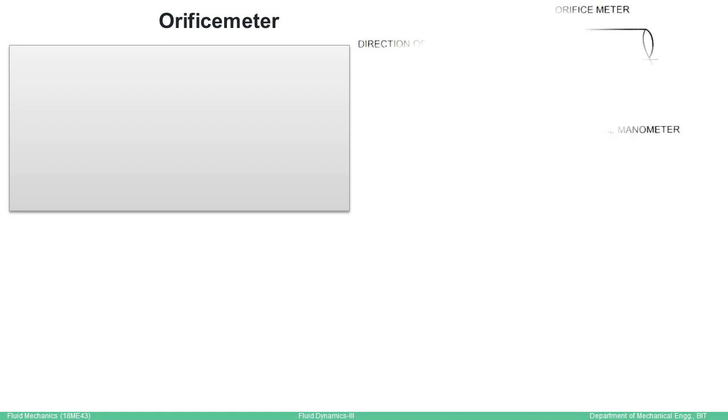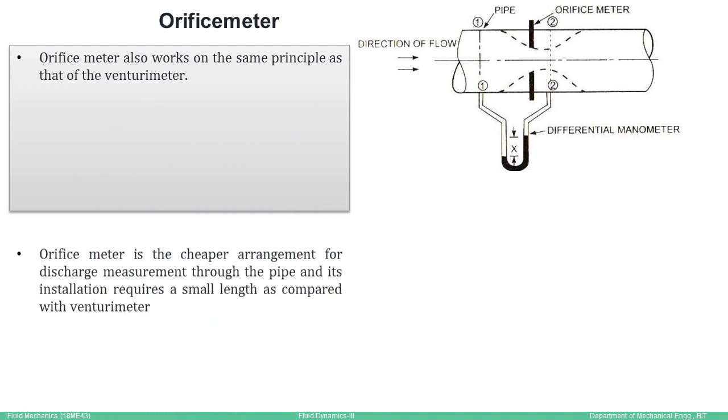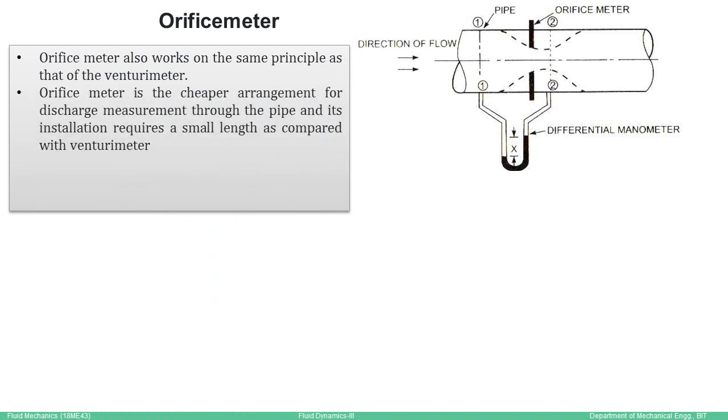Orifice meter is another device used to measure flow through a pipeline. It works on the same principle as that of the Venturi meter. It is one more type of variable head meter. It is comparatively cheaper than the Venturi meter, and inevitably the pressure loss is high in this case compared to the Venturi meter, where the coefficient of discharge lies close to 0.9 to 0.99, whereas for the orifice meter this value will be very low, close to 0.6.